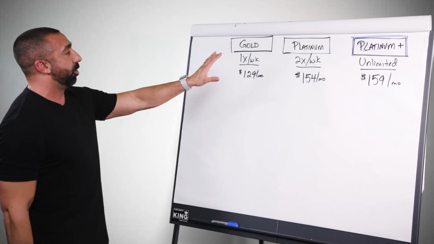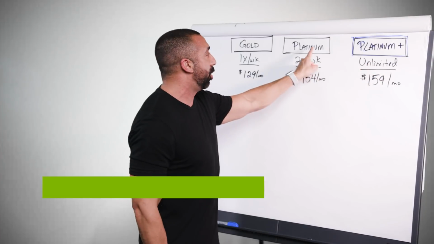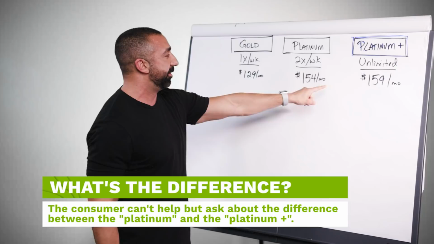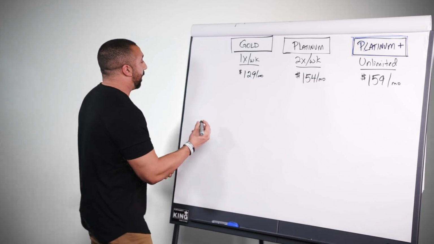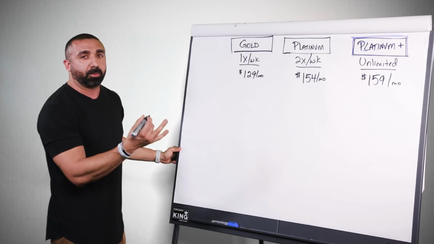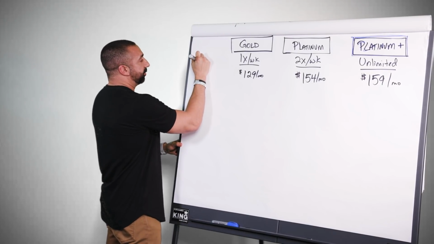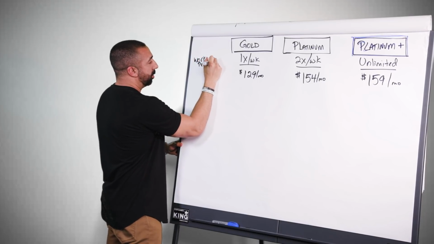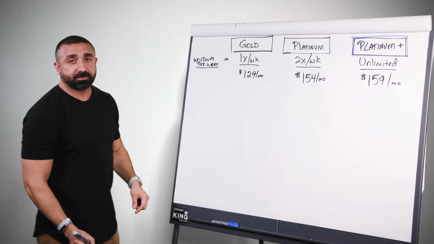So now we go, okay, the Gold, Platinum, and the Platinum Plus. Now what happens is the eye can't stop by going, what's the plus about? What's the difference? Why does that one have a plus? And then it starts looking, oh, it's unlimited. We're not done though, okay? So now we go, what deliverables come with this? So we know that workouts per week. So we know that's what that is, okay?